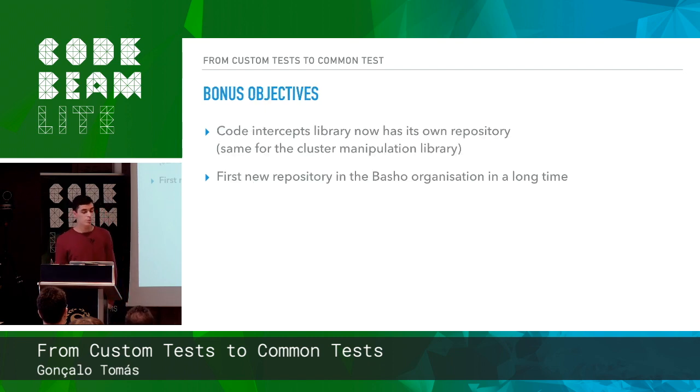Some bonus objectives that we reached. Basically, now the code intercept library is living on its own repository. It's the first new repository in the Basho organization in a long, long time. I think the library is awesome, and I think you should check it out. If you go into the GitHub organization page of Basho, I think it should be the first one in terms of activity, and it should be just github.com/basho/rt.